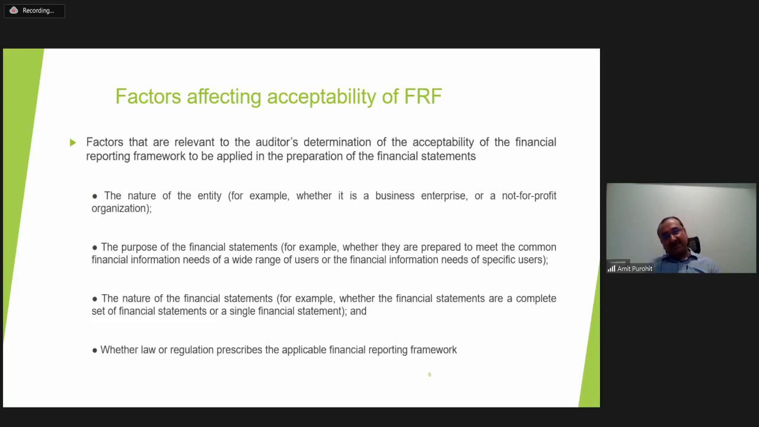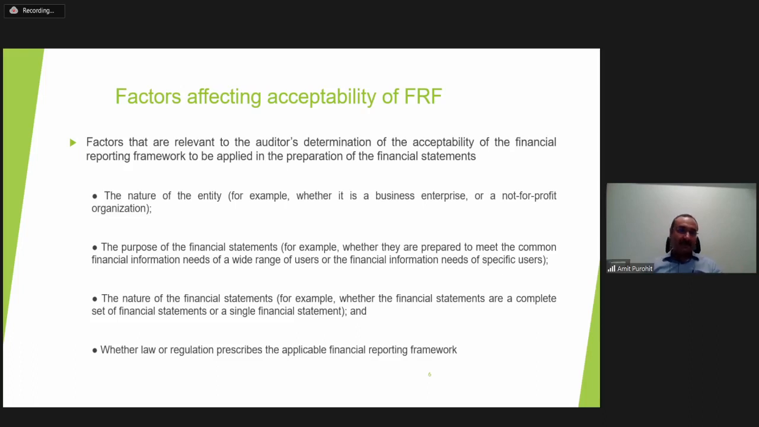Now, what are the factors which affect the acceptability of the financial reporting framework? Factors that are relevant to the auditor's determination of the acceptability of the financial reporting framework to be applied in the preparation of the financial statements are as follows. Friends, say for example, the management says that to them the Companies Accounting Standard rules framework is applicable. But if in the opinion of the auditor, the Companies Ind AS accounting standard rules are applicable, then it will be a completely different financial reporting framework. So these are the factors which affect the acceptability of the FRF.